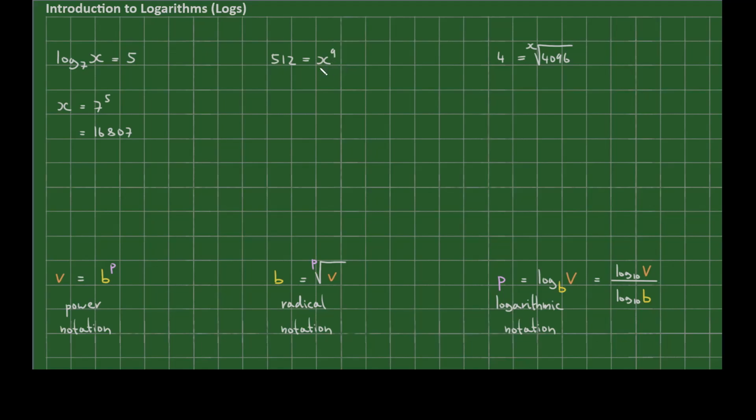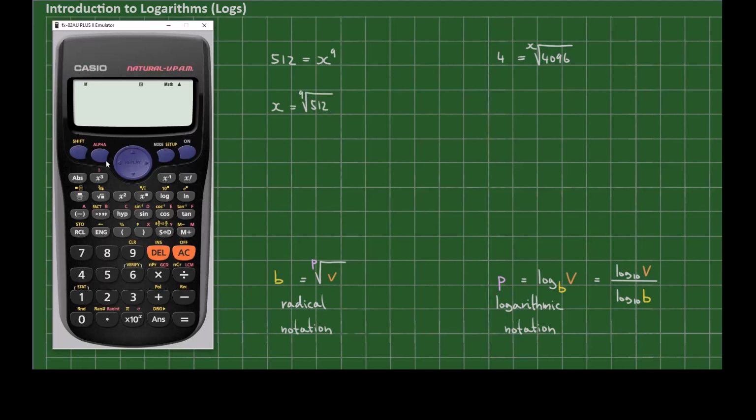In the second problem, we have 512 equals x raised to 9. So in this case, x is the base. That is the unknown, which means I'm going to use the radical notation. X equals the 9th radical of 512. According to my calculator, the 9th radical of 512 is 2.